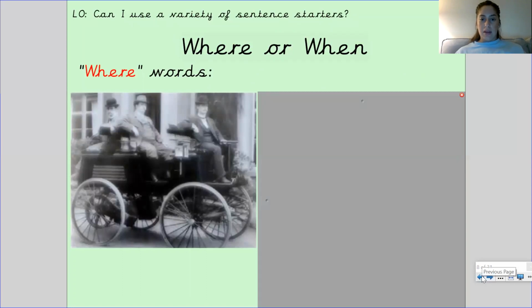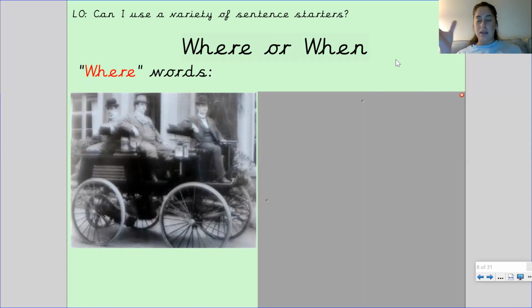So, a word that tells us where or when something is happening, do you remember what that's called? A word that tells us where, when, or how something is happening. It's related to a verb. It's called an adverb, something that describes when, where, or how something is happening.